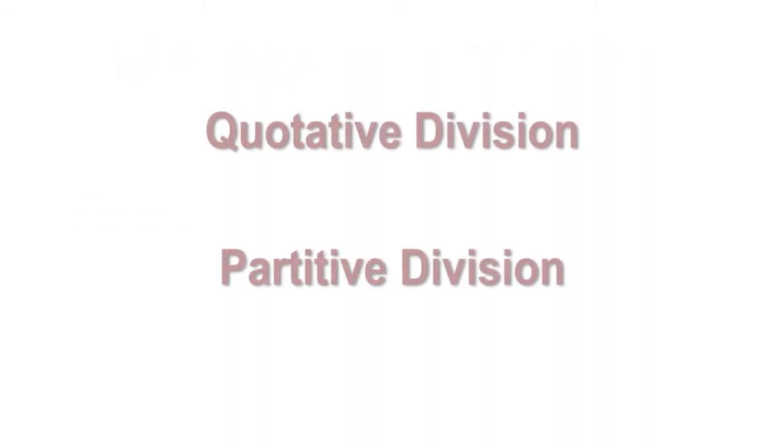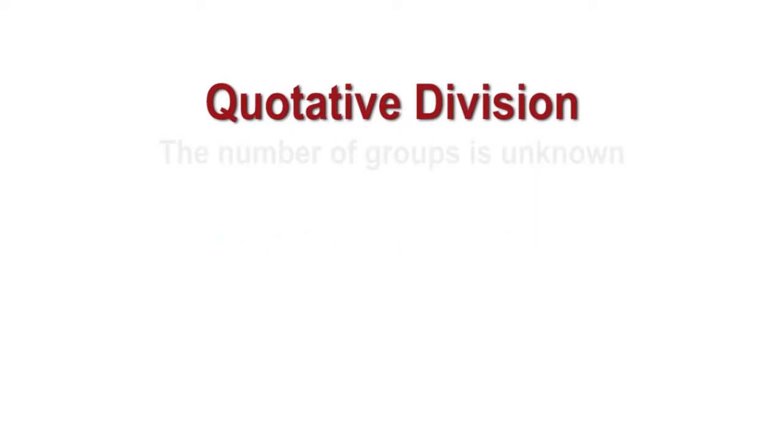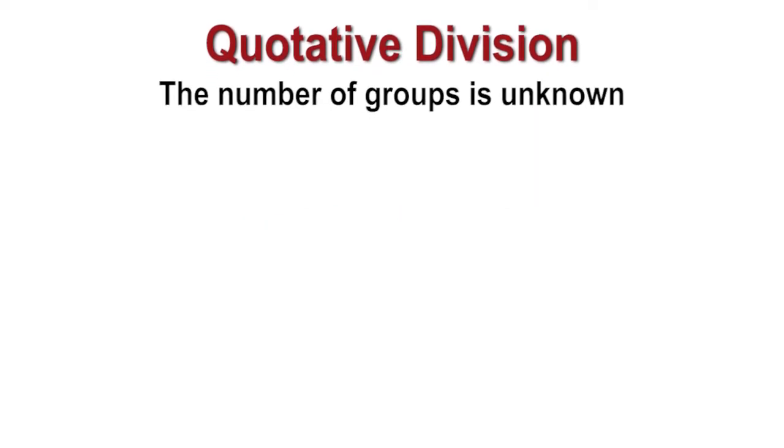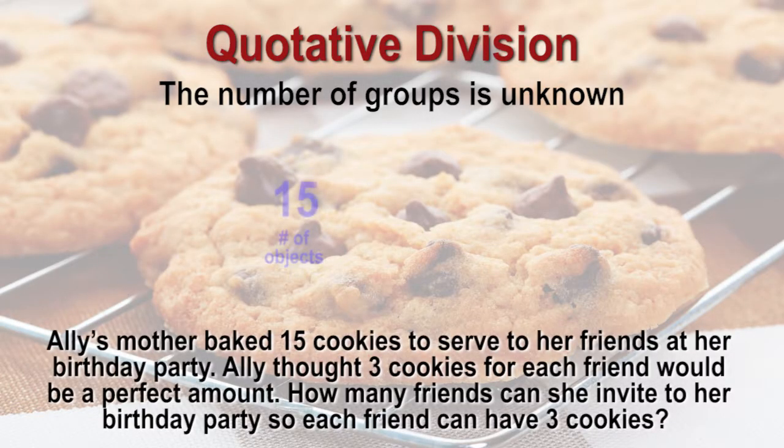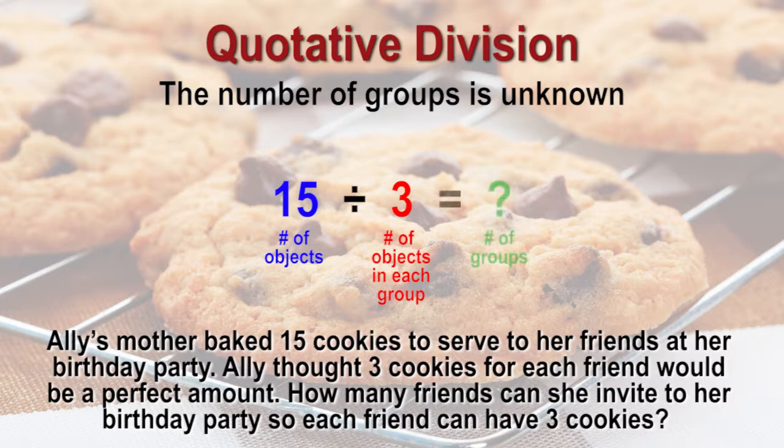There are two ideas of division your child will be working with. Quotative division is when the number of items in each group is known, but the amount of groups is unknown. For example, Allie's mother baked 15 cookies to serve to her friends at her birthday party. Allie thought 3 cookies for each friend would be the perfect amount. How many friends can she invite to her birthday party so each friend can have 3 cookies?